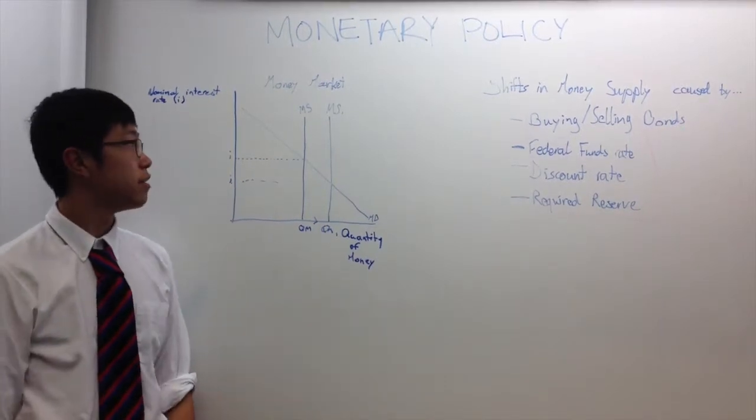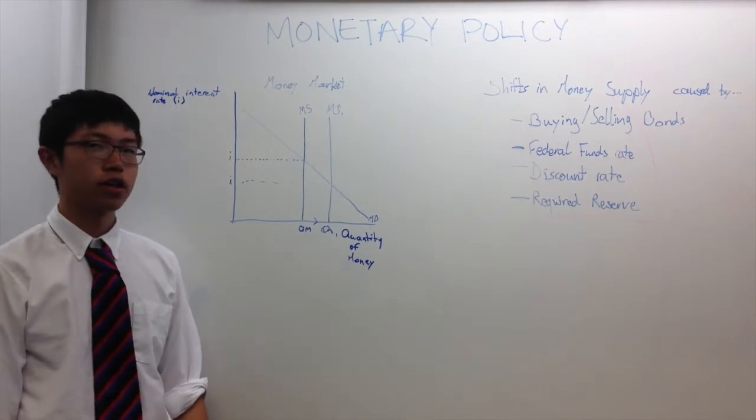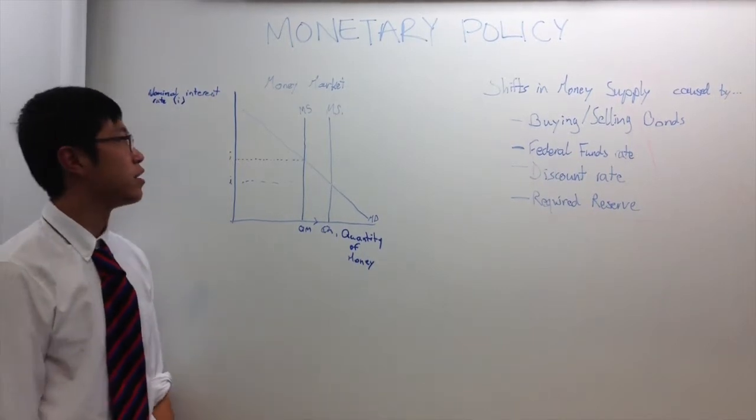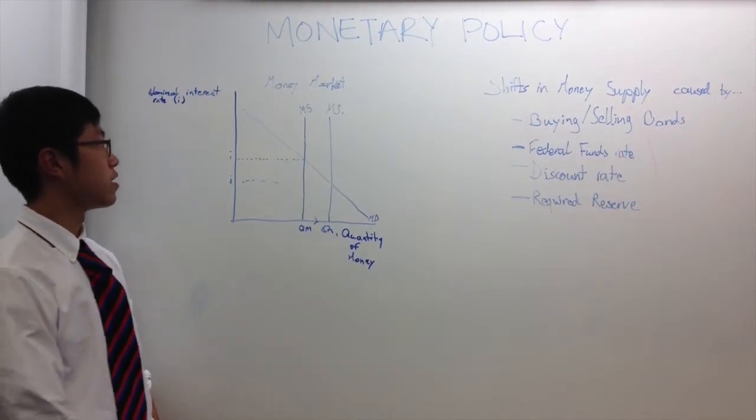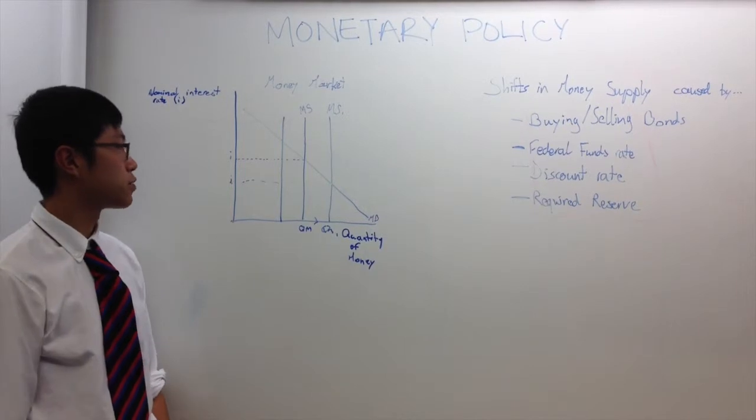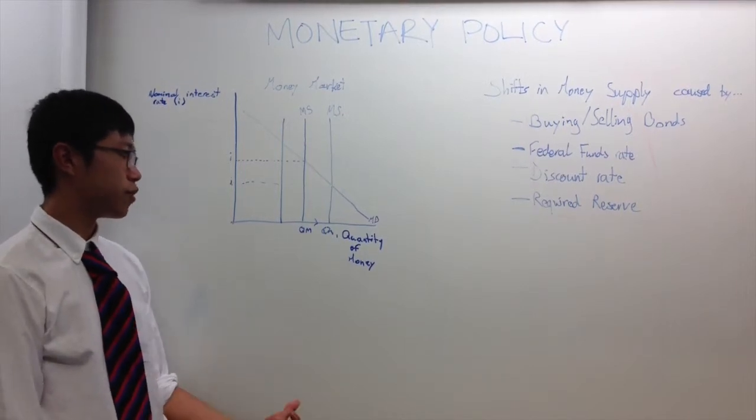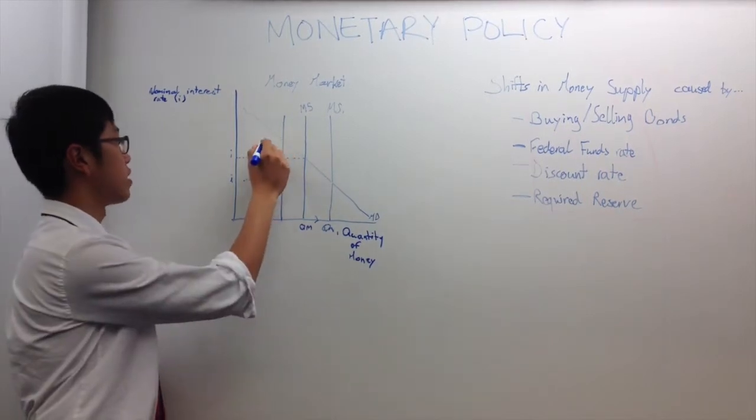Vice versa, if the government sells bonds, which is a contractionary monetary policy, the money supply curve will actually shift to the left. This, of course, would decrease the quantity of money and increase the interest rate.